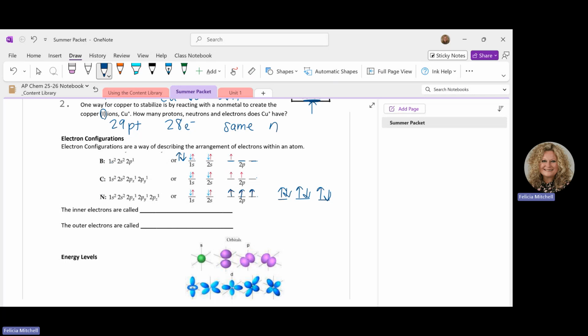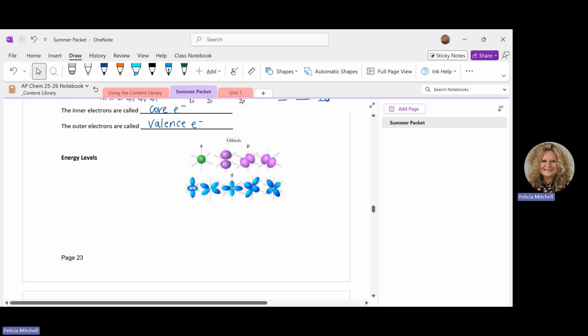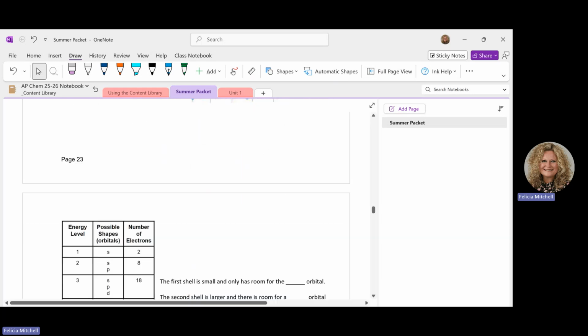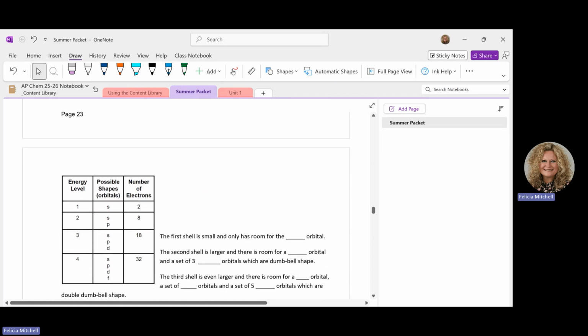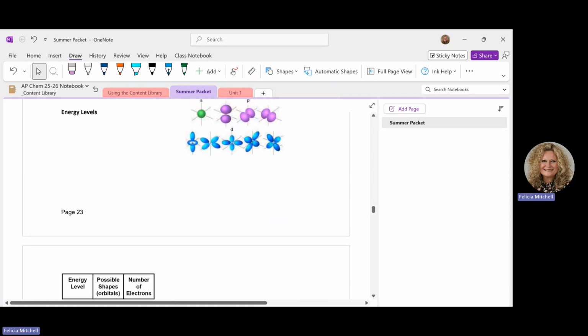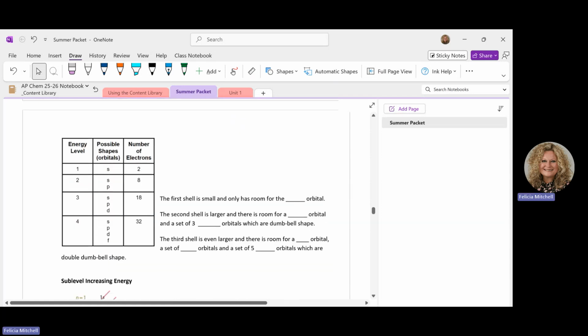As you can see here, these P's are not full. Now, inner electrons are called core electrons, and outer electrons are called valence electrons. The only thing that might be new to you about that is the word core. Again, you can see here, P's are dumbbell shaped, D's are like 4-leaf clover shape. There's a shape to these electron clouds where electrons live. You're not going to have to know the shapes, but it's helpful for you to see that.